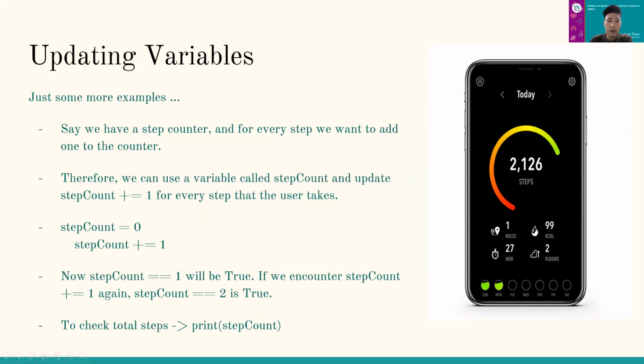Another example of updating variables is a step counter. I'll talk you guys through this one. Sometimes we want to update a variable autonomously, quickly, and we don't want to have to add a fixed value every time we want to update that variable. So one useful method of updating a specific variable is the plus equal sign.